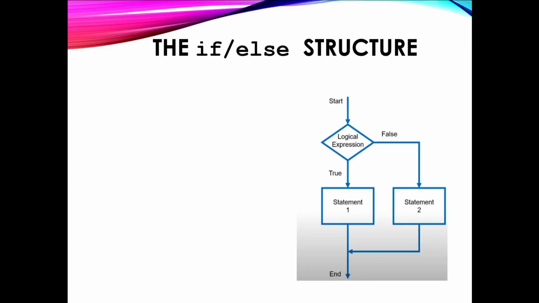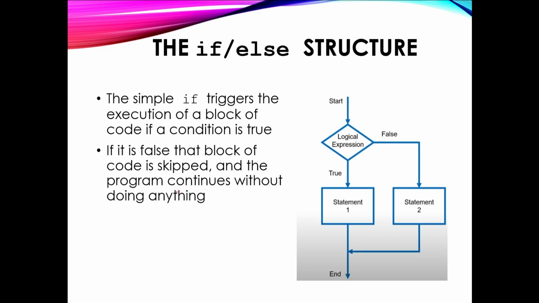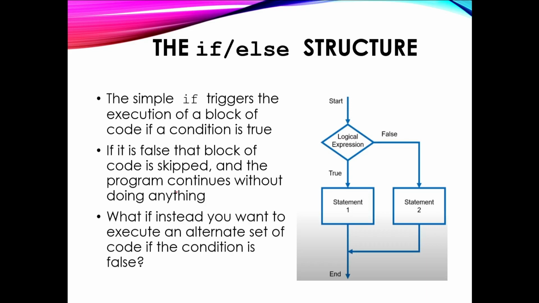Next, let's look at the if and else structure. The simple if will trigger the execution of a block of code if a condition is true. If it is false, that block of code is skipped and the program continues without doing anything.